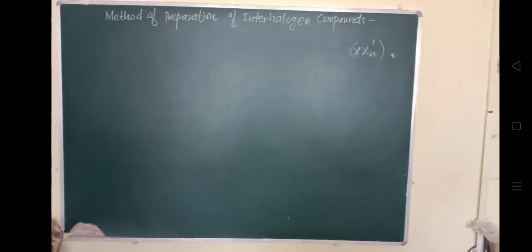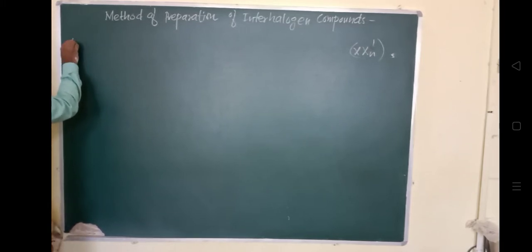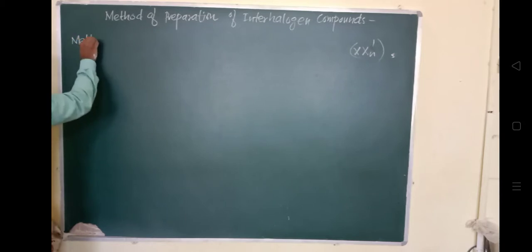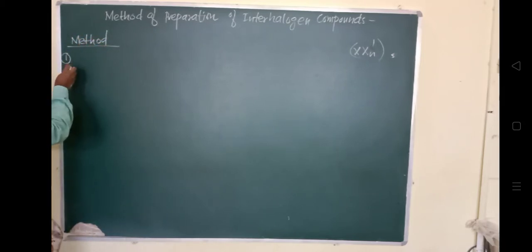So, method of preparation of interhalogen compounds. We are going to discuss the methods of preparation of interhalogen compounds. The first method is the direct combination method. We'll write the method: the very first method is the direct combination method.